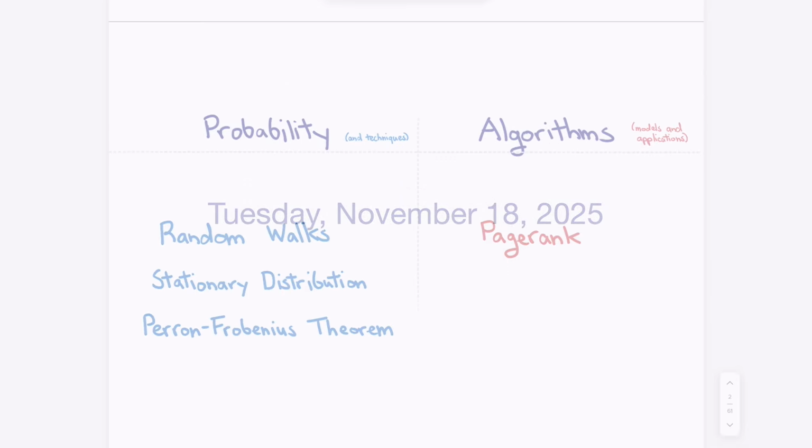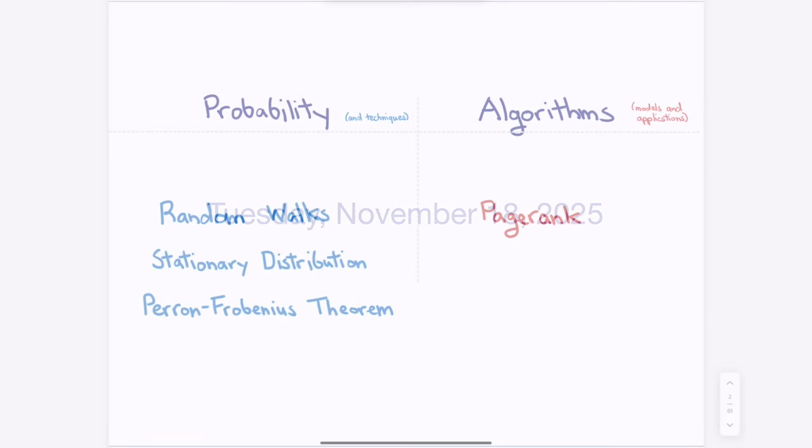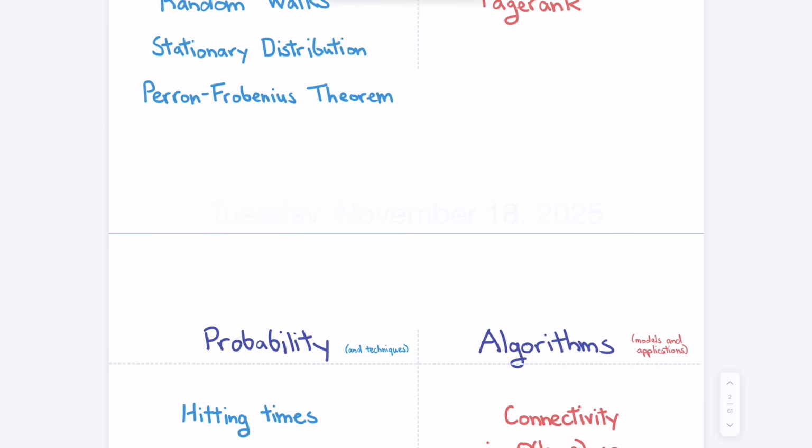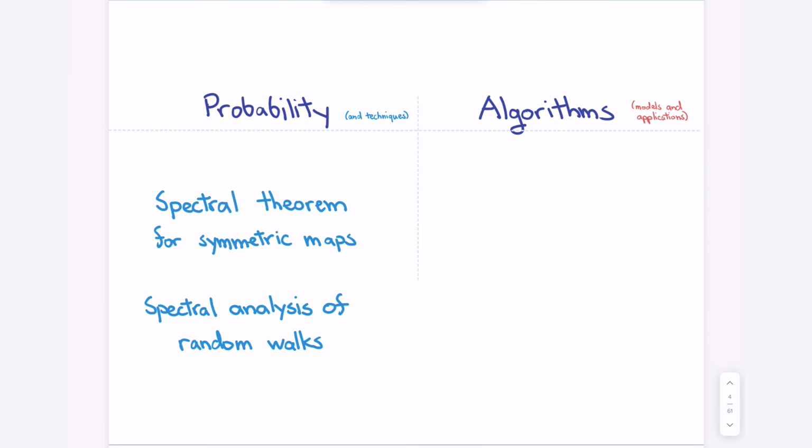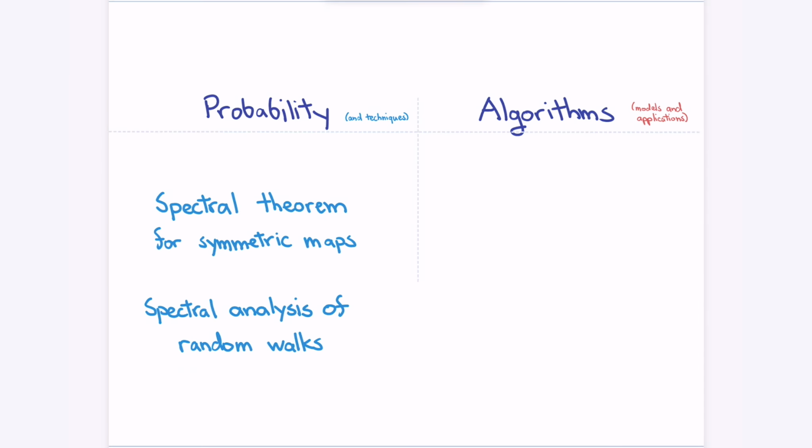Okay. All right. So we're continuing on with our random walks. What have we been doing for the last few weeks, which was quite different than what came before? We started with PageRank, establishing a stationary distribution. We talked about hitting times and cover times, and also doing connectivity in log n space randomly. Then we started talking about rates of convergence to the stationary distribution.